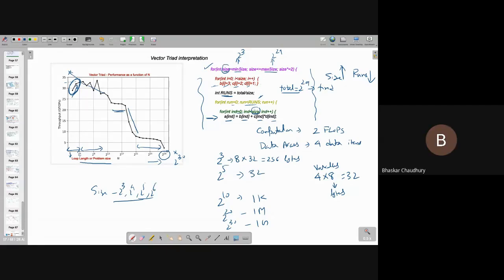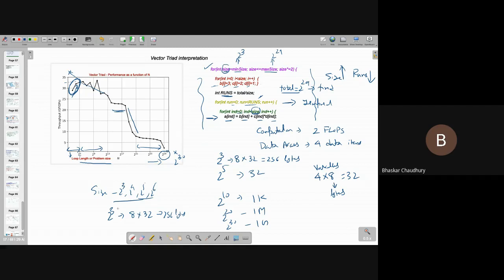Yes, sir. Because the temporal locality will come from this loop actually. Okay, so that means if you look into a 2 to the power 3 problem, 2 to the power 3 problem is like 8 into 32 bytes. So that is like 256 bytes. So everything is in L1 cache. The whole problem is in the L1 cache.